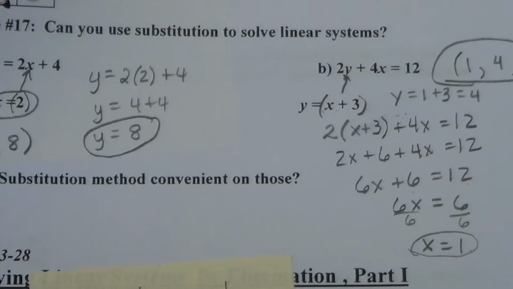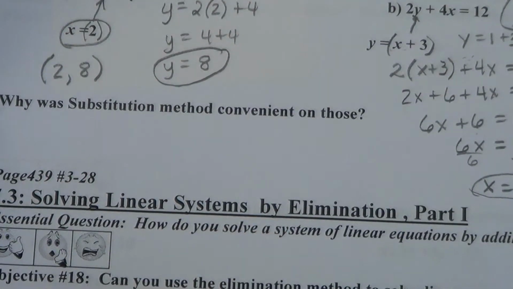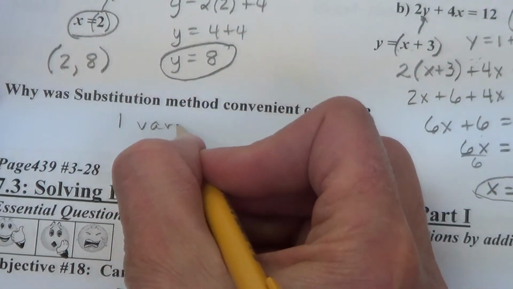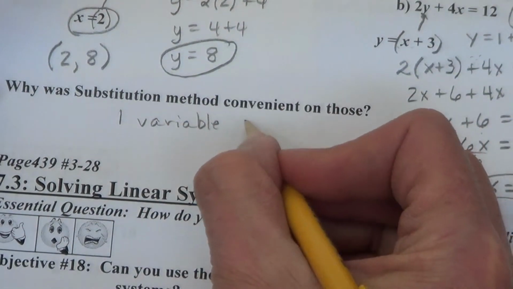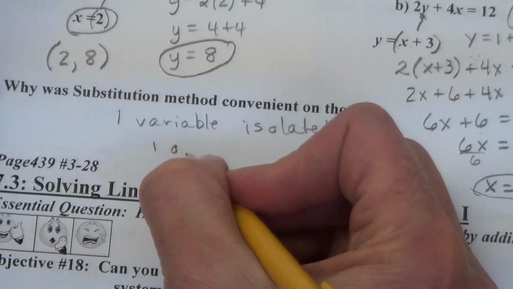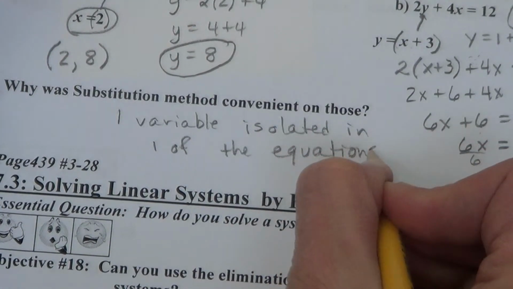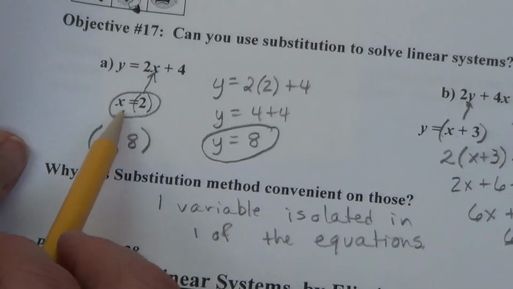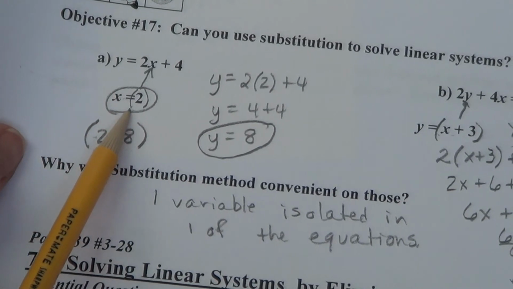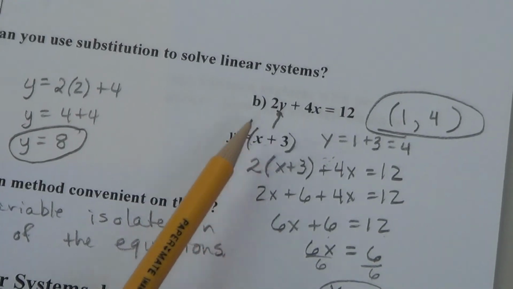Okay? Why was substitution method convenient on those? Well, it was probably the most convenient because we had one variable isolated in one of the equations. So, in other words, in this equation here, we have x equals 2. That's how come substitution was so easy. And in this one, we had y equals x plus 3. That's what made substitution so easy. We could just plug the value in.